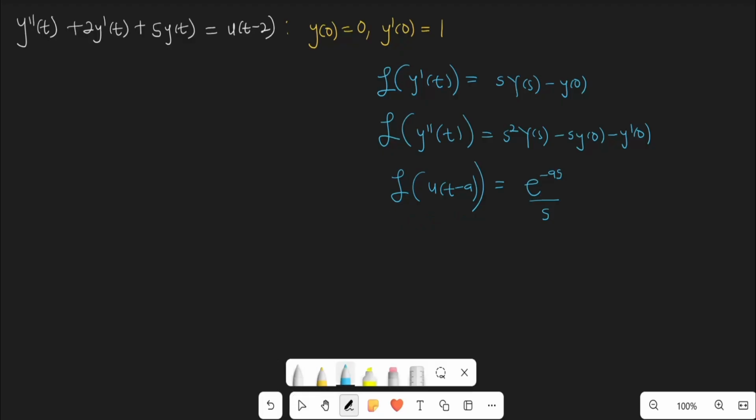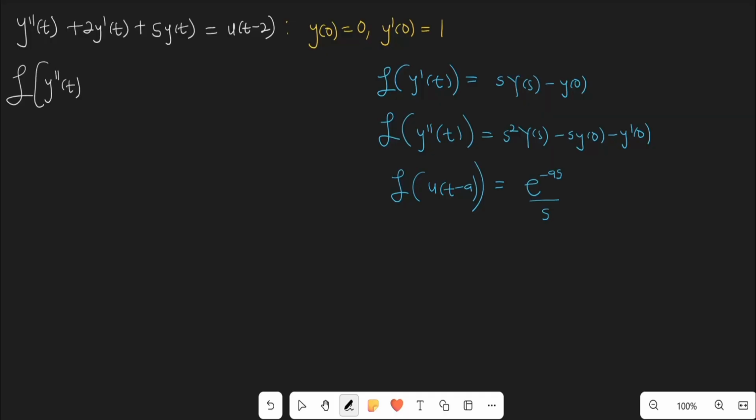So to keep this in mind, we will now have to take the Laplace transform on both sides of this differential equation. So now let's do that. So the Laplace transform of y prime prime of t plus 2 times y prime of t, right, plus 5 times y of t. And this is equal to the Laplace transform on the right hand side, which is u of t minus 2, like this. Cool.